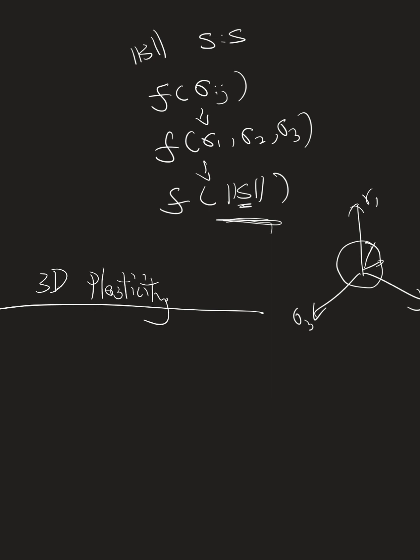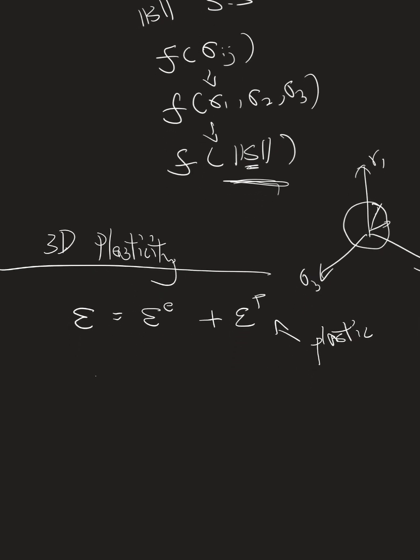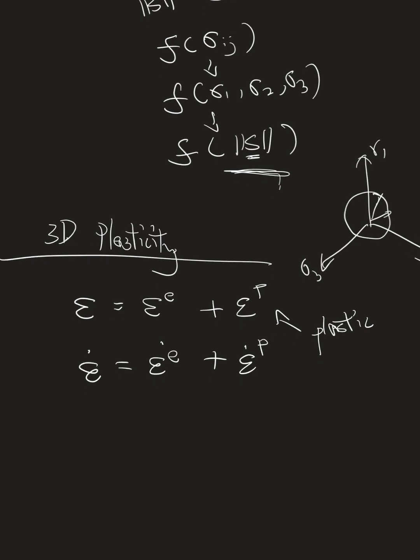Okay, so for the pressure insensitive material, we actually need to partition the strain into the elastic part and the plastic part. The plastic part is actually the one that doesn't contribute to the stress. If I take the time derivative of it, I will get the change of the strain equals the change of the elastic strain plus the change of the plastic strain. Okay, so far so good.